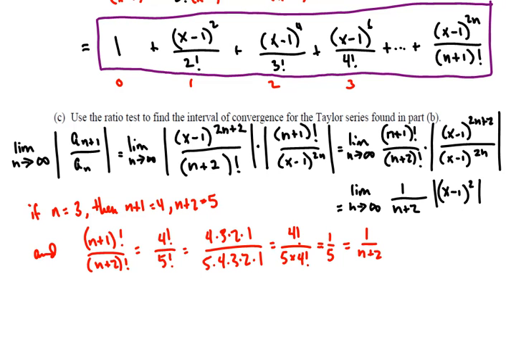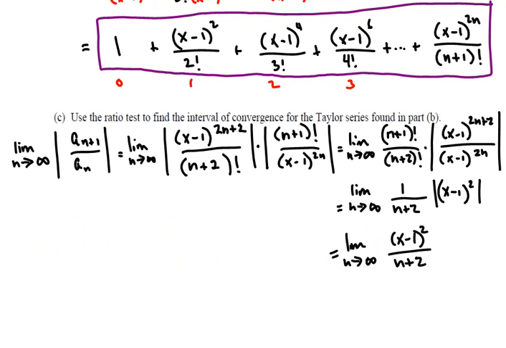I'm going to erase the writing in red. And so we end up with the limit as n goes to infinity of x minus 1 squared over n plus 2. Since x is going to be a constant, a real number that we plug into this, and n is increasing without bound, eventually this is going to equal 0 for any x that is a real number.